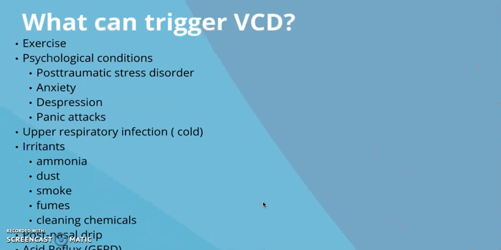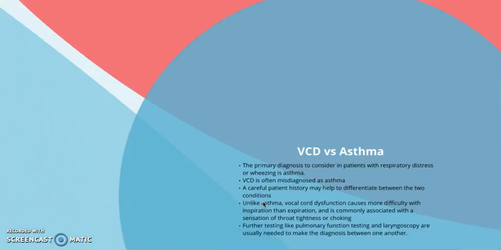So as far as triggers for vocal cord dysfunction, some of the main things are exercise, psychological conditions such as post-traumatic stress disorder, anxiety, depression, or panic attacks, upper respiratory infections like the common cold, irritants such as ammonia, dust, smoke, fumes, or cleaning chemicals, post-nasal drip, or acid reflux, also known as GERD.